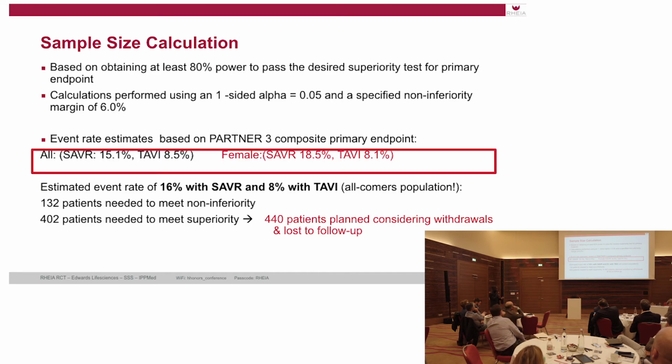So for the sample size calculation, everything was based on the PARTNER-free trial, and we end up estimating the event rate of 16% within the SAVR, the surgical arm, and 8% within the TAVI arm. If you remember in the PARTNER, it was about 8.1 to 8.5% in male and female. And so overall, we estimated that 440 patients could be enough, accounting for withdrawals and loss of follow-ups, to make sure that we have the appropriate power to identify a difference between both treatment arms.